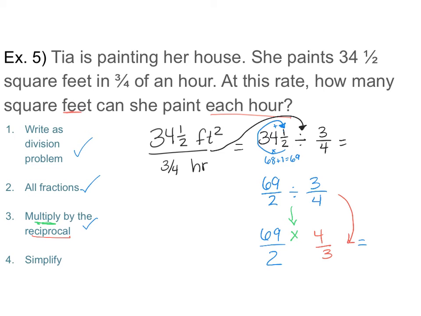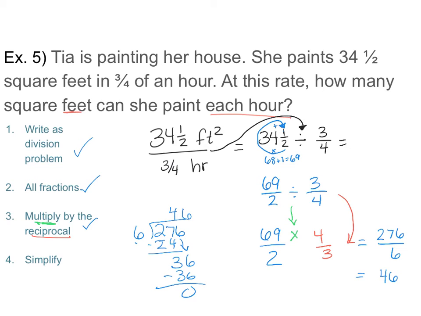So 69 times 4 is going to be 276/6. And then to simplify, you would get 46. So you can do 276 divided by 6. 6 would go into 27 4 times. This is 24. You get 3, 36. So then 6 times 6 is 36.